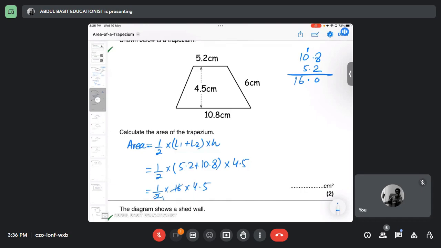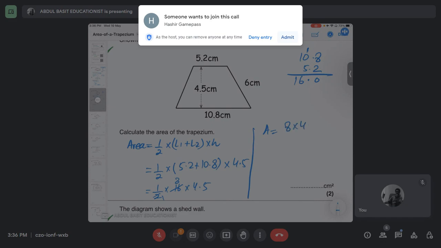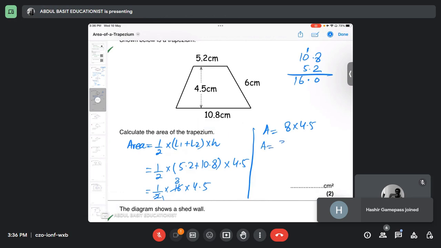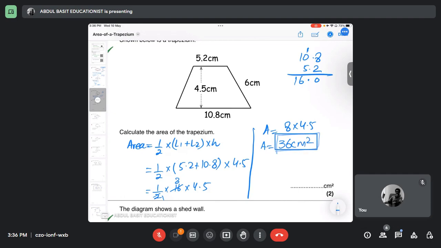2 ones are 2, 2 eights are 16. So area is equal to 8 multiplied by 4.5. So area is equal to what? 36. So 36 centimeters square is the area. Look at the question very clearly.